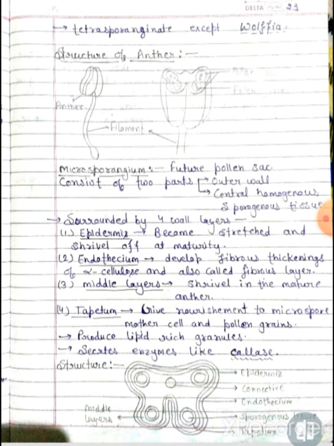Now let us know about the walls of the microsporangium, what they are made of, and what the functions of the walls are. There are four wall layers which surround the microsporangium: epidermis, endothecium, middle layer, and tapetum. The outer three layers perform the function of protection in the young anther and dehiscence in the ripe anther.